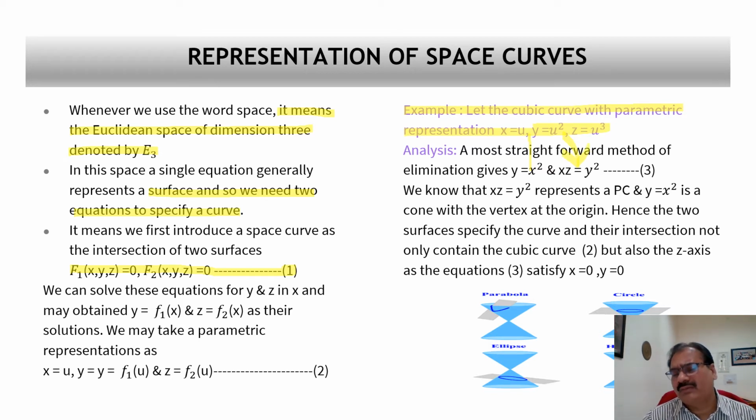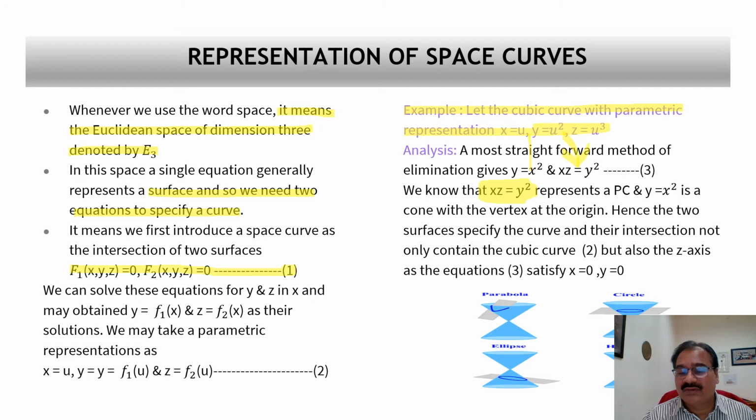There are many more options, but I am taking here only one. If y is equal to x square and xz is equal to y square, you may take this equation number 3. Then it is easy to see that xz is equal to y square represents a parabolic cylinder, and y is equal to x square is a cone, a cone with the vertex at the origin.